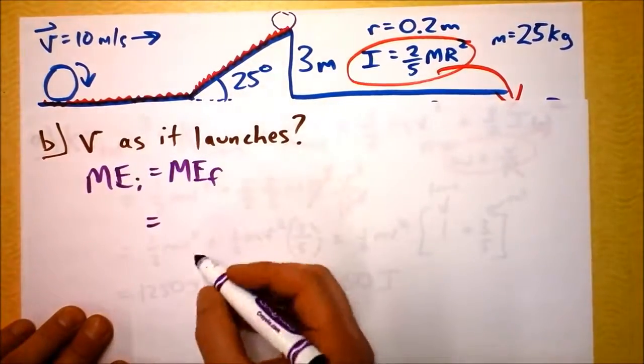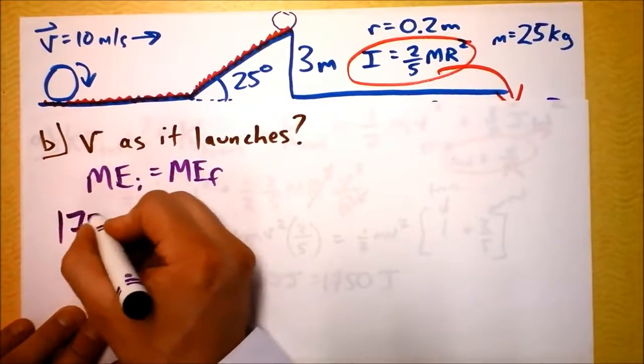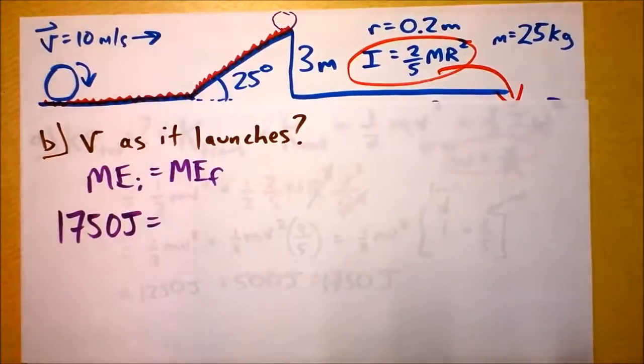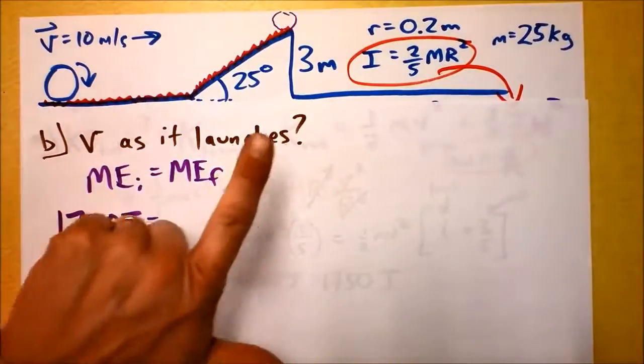Initially, I've got, we just did that, 1,750 joules. And that's kinetic rotational and kinetic translational.